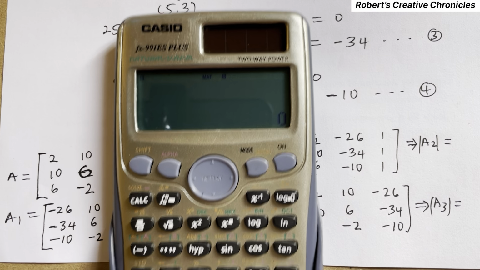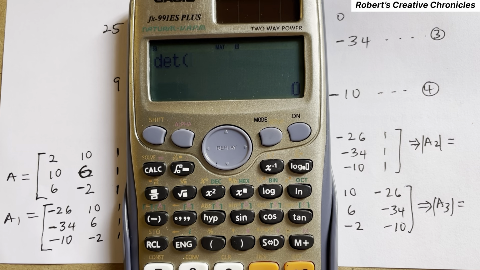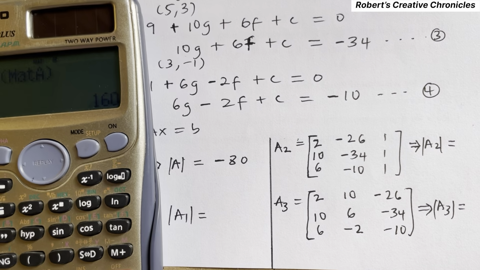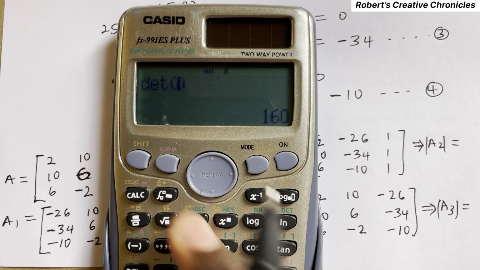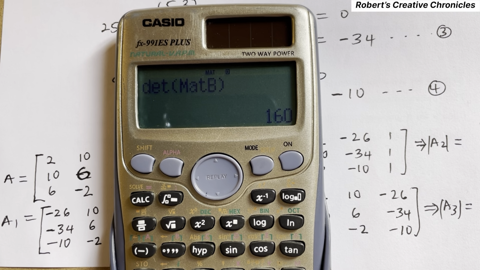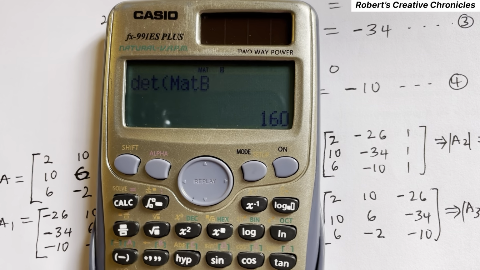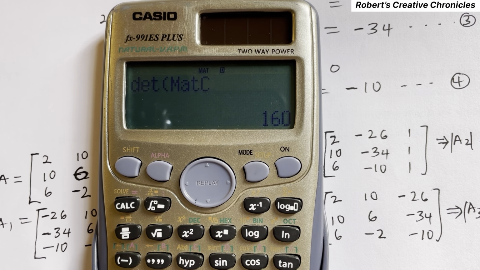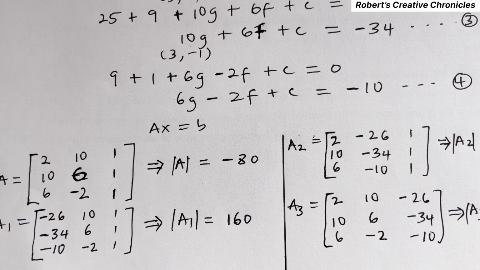We just press shift, then 4, then we can select option 7 for determinant, then shift 4 again, we press mat A. This is 160. Then A2 is what? That's mat B. Shift 4, you select 4, which is mat B. Mat B is also 160. Then mat C, which is also 160. So all determinants are equal, apart from this one.